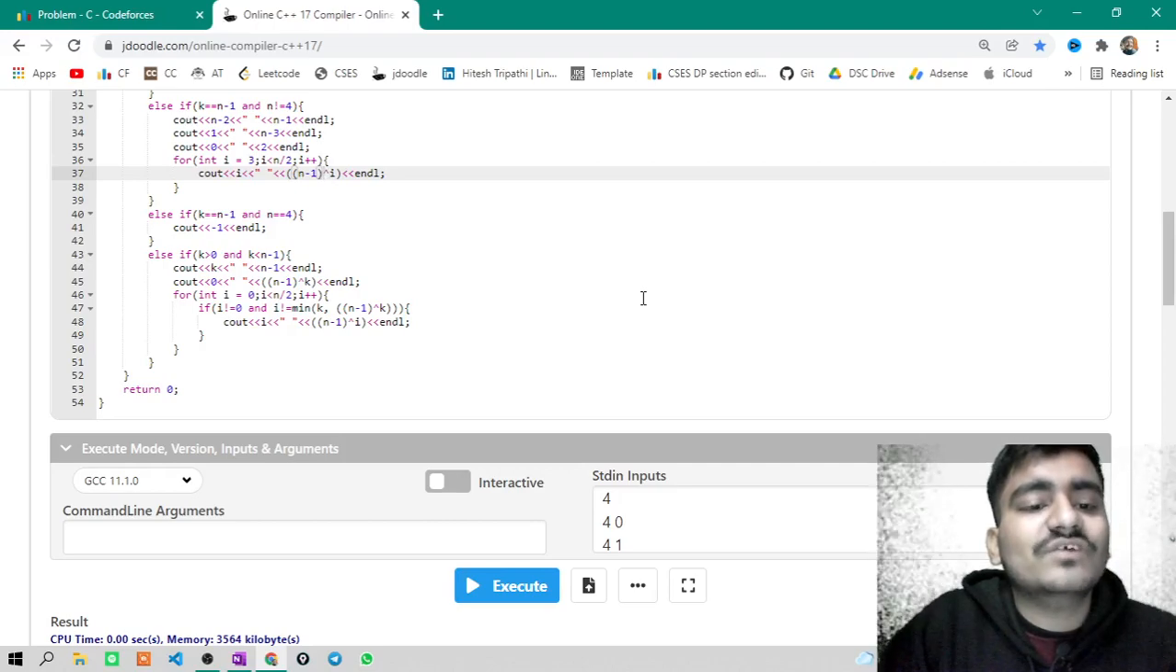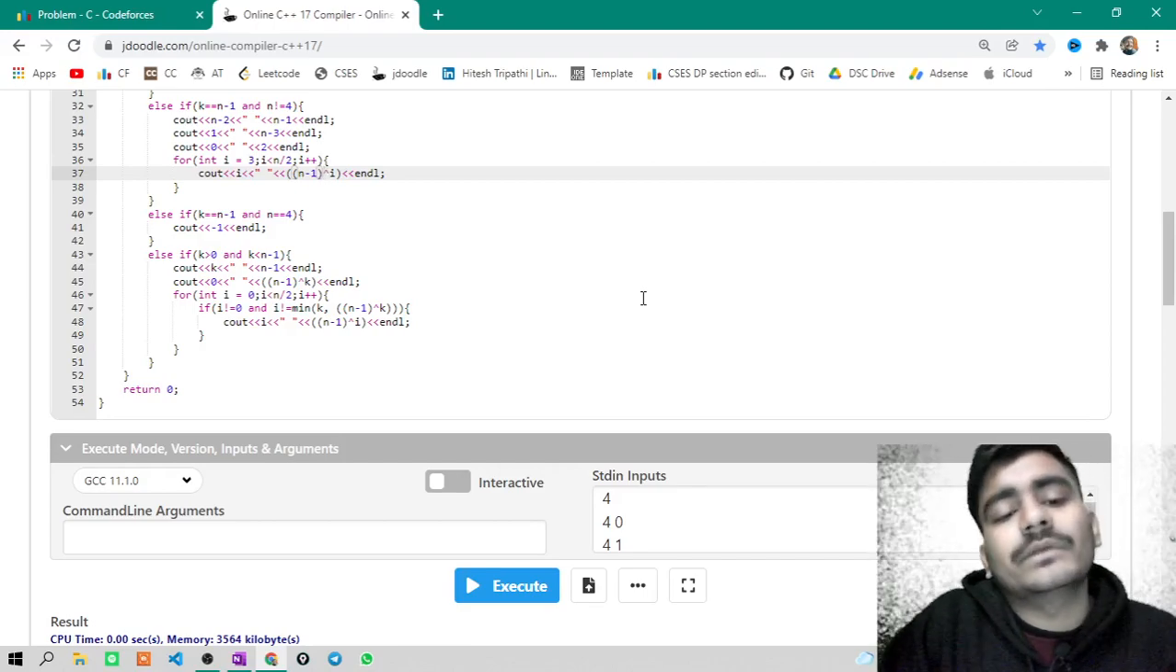And for the rest of the values between 0 and n-1, I will simply check that i must not be equal to 0 because I have already used 0 above, and i must not be equal to k and its complement because I have already used both of them. Okay, and for all those i's, I will simply print i and its complement as the pair.